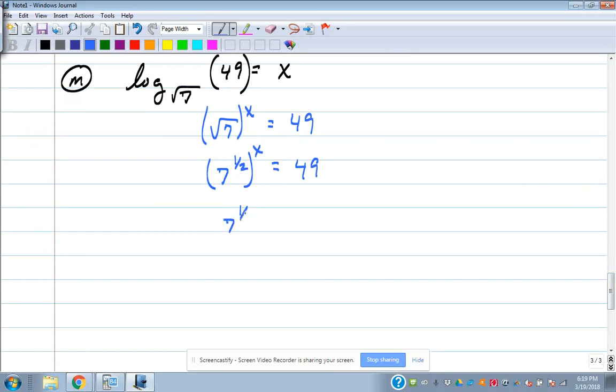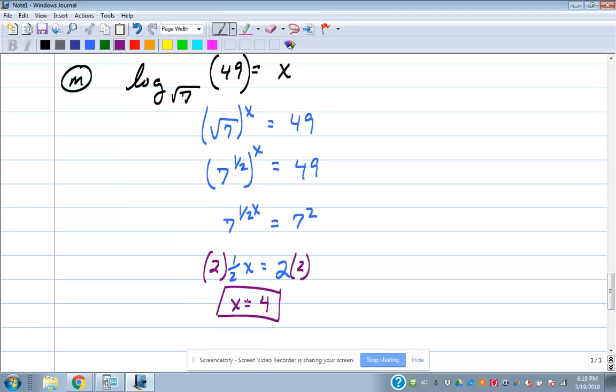That'd be 7 to the 1/2 x. 49 could be written as 7 squared. So 1/2 x has to equal 2. Multiply by the reciprocal. X has got to be 4. Just working with some exponent stuff. We did it last week, some radicals and rational exponents, working with those to solve some equations.